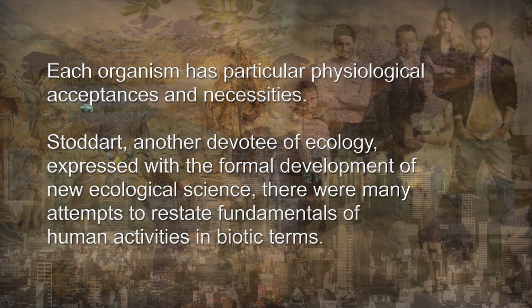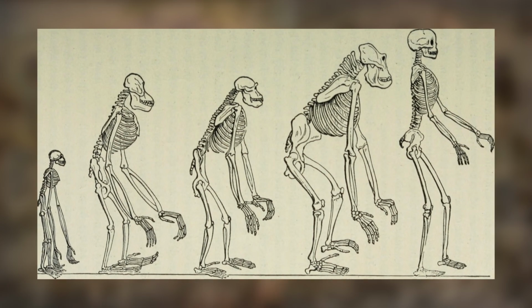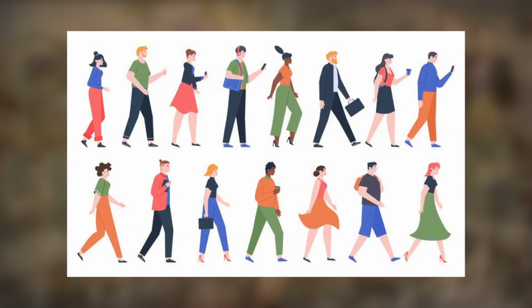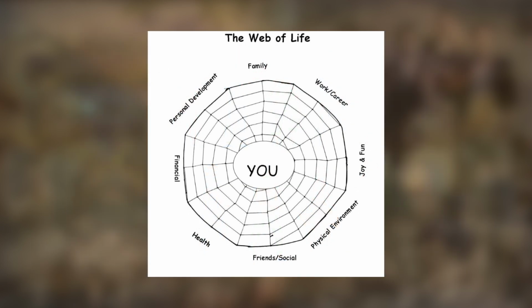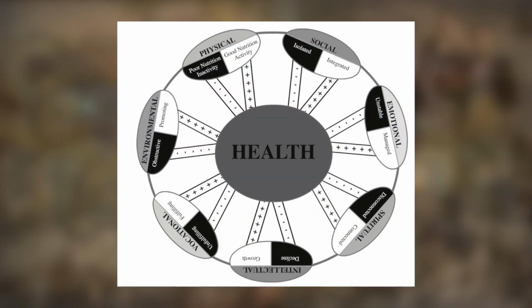Stoddard, another devotee of ecology, expressed that with the formal development of the new ecological science, there were many attempts to restate fundamentals of human activities in biotic terms. In the early 19th century, human ecology was applied for the study of man and environment, for the human species in the web of life or the natural economy. In the recent past, the holistic ecological approach has initiated this acceptance.